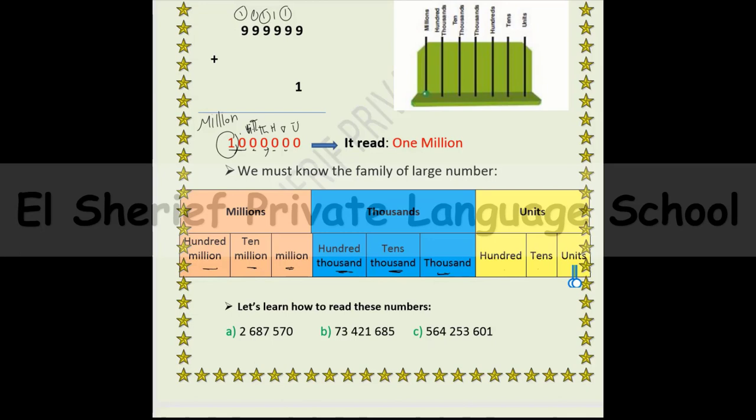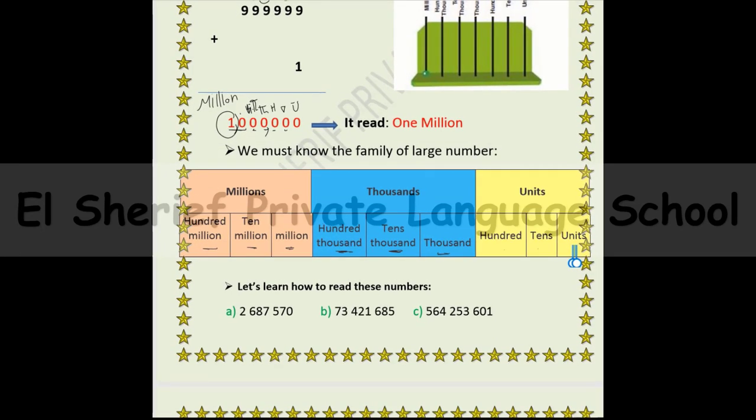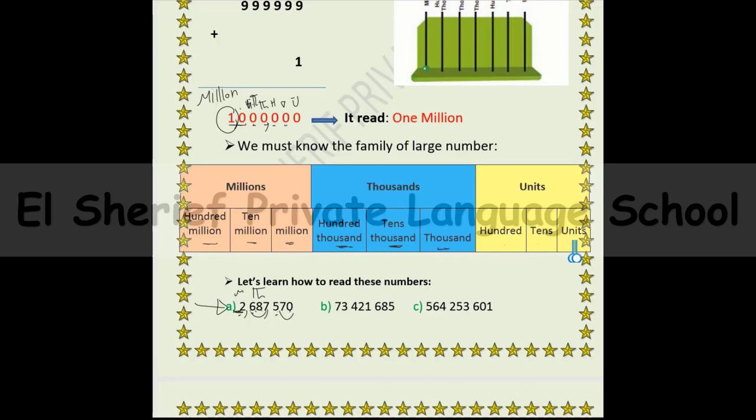Now we are going to learn how to read these numbers. Letter A, we have units, tens, hundreds, thousand, 10,000, 100,000, and the new place value is million. So read from the left hand side and start from the greatest place value. So we have 2 in million, so 2,687,570.